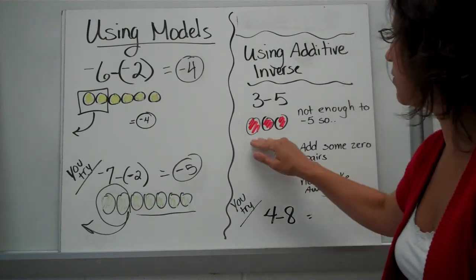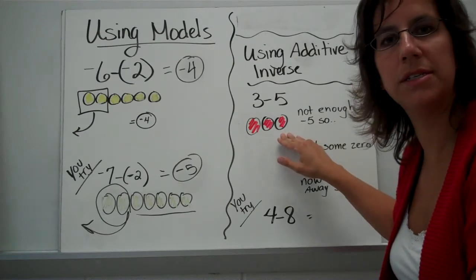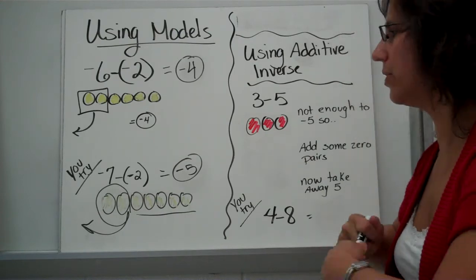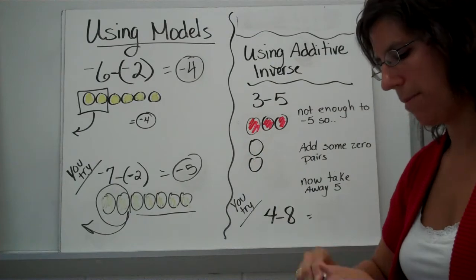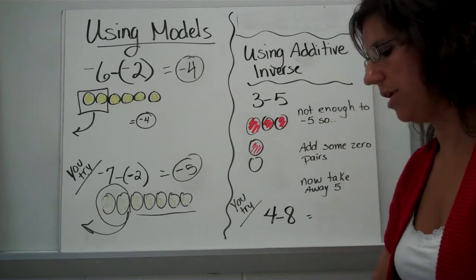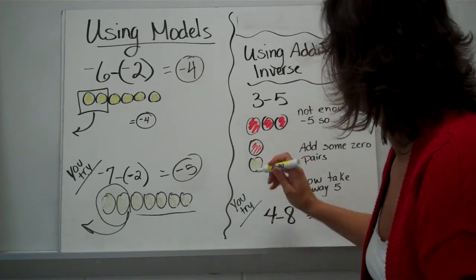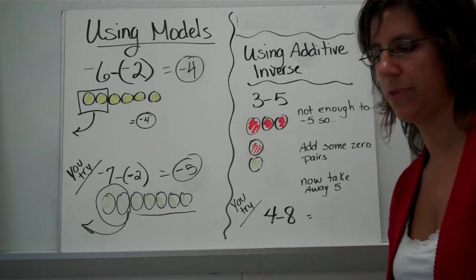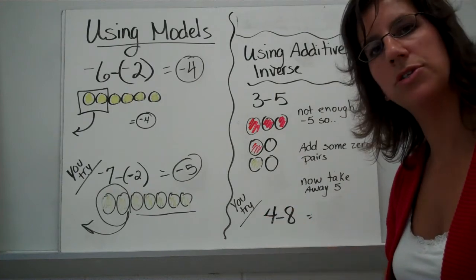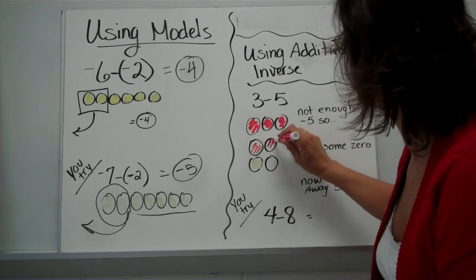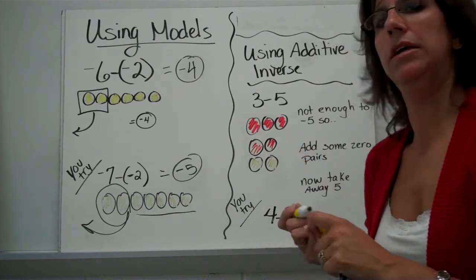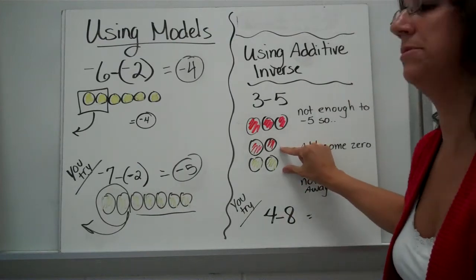So what do we do? If you don't have enough circles or coins or pieces to take away, what we can do is use the additive inverse. We can add a 0 pair. Remember, adding a 0 pair does not change the value because it's worth 0. If we add a 0 pair, do we have enough to take away 5? We don't, but if we add one more, so you want to add enough 0 pairs so that you can take away that 5. The biggest thing to remember is if you add a yellow, you have to add a red. If you add a red, you have to add a yellow. Has to be a 0 pair.